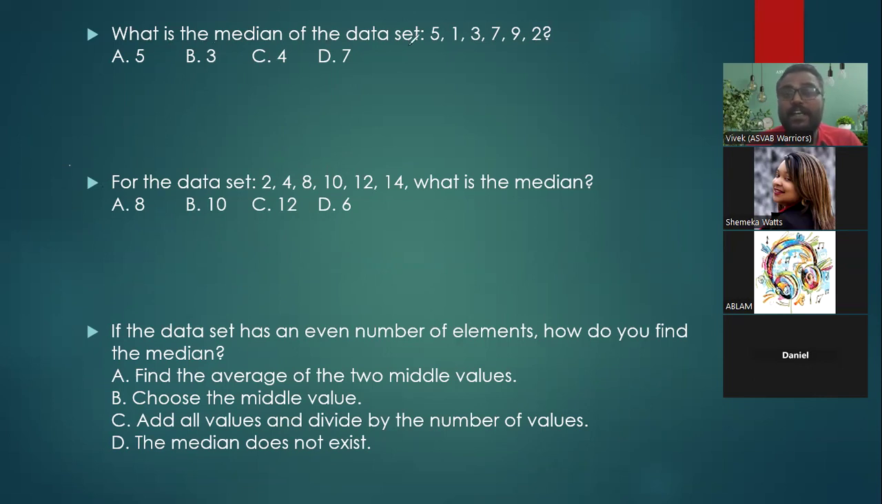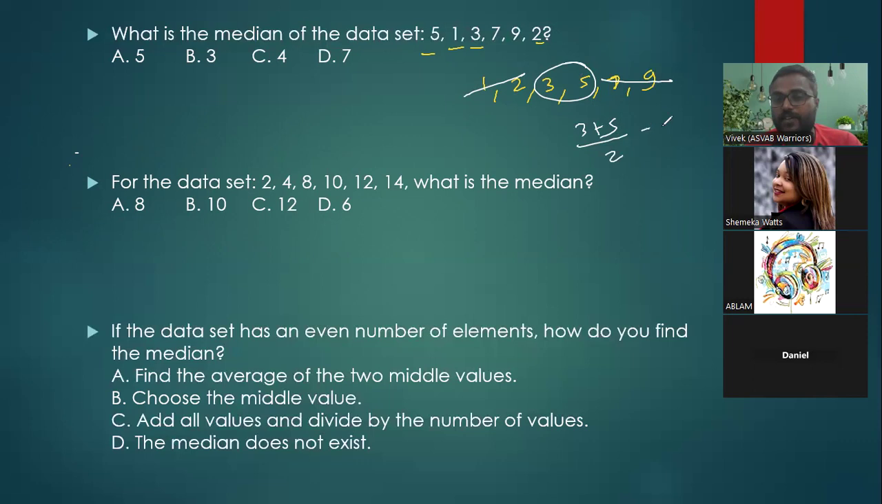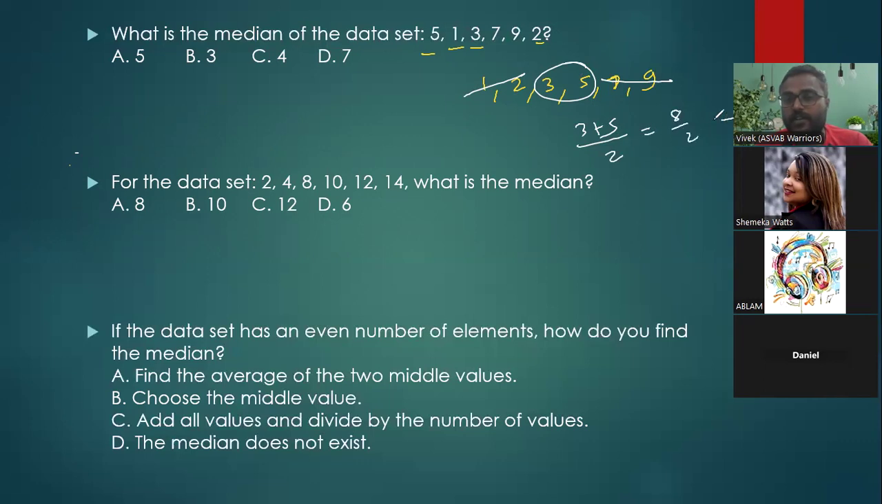So what is the median of the data set value? Remember, we need to organize everything into ascending order or descending order. I'll put 1 first, then I'll go ahead with 2, 3, 5, 7, and 9. So let's try to cancel things out from left to right, and what is left is 2 in the middle. So take the average of those two. 3 plus 5 is 8 divided by 2 will get equal to 4. So our answer is 4.